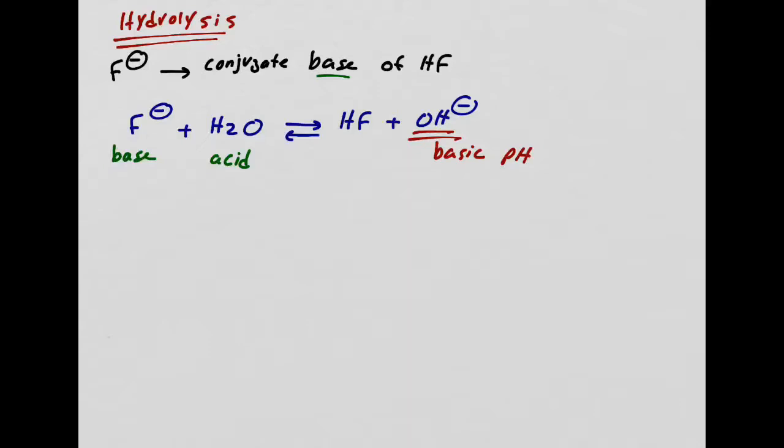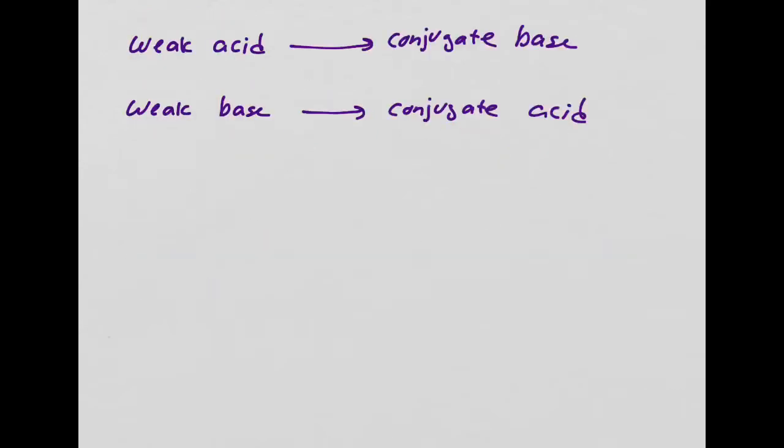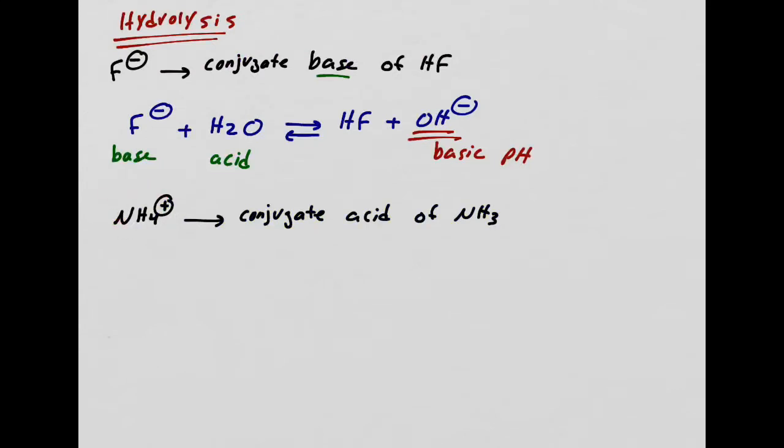Let's do another example. NH4 plus. NH4 plus is the conjugate of what? It's the conjugate acid of ammonia, right? So ammonia is a base. When it gains a hydrogen, it becomes ammonium. And we said that when you have a weak base, the conjugate is going to be acidic, right? The conjugate is going to be acidic. It is electron deficient. Now it acts like an acid.